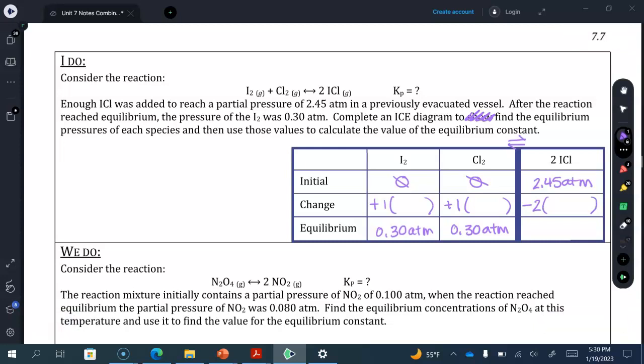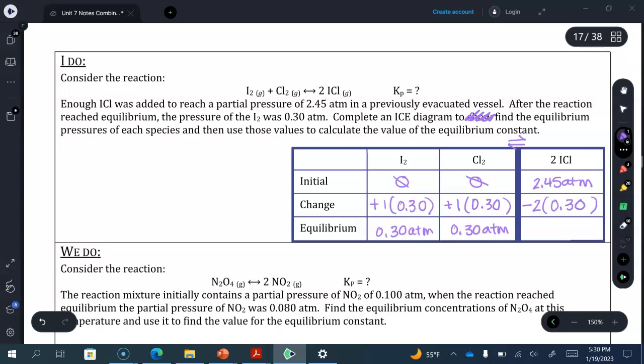I know 0 plus whatever has to give me 0.3, so this has to be 0.3 all the way across, because the change value does not change. It is how much you're changing the whole reaction, so it's the same for all species in the reaction. The coefficient and the direction of the reaction will change the sign and the magnitude and keep it stoichiometrically balanced. So then solving for the equilibrium pressure of ICl, we do 2.45 minus 2 times 0.3, and you should get 1.85 atmospheres.